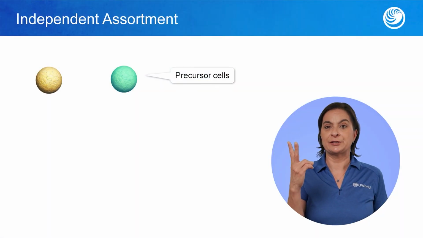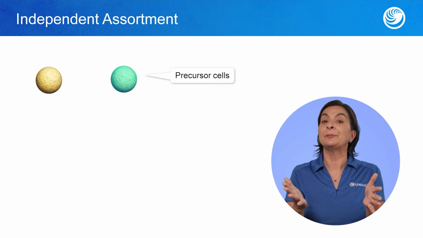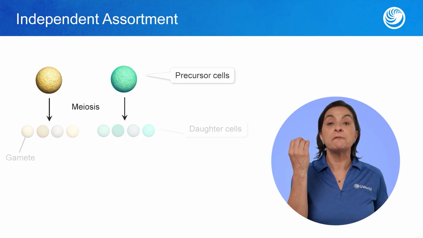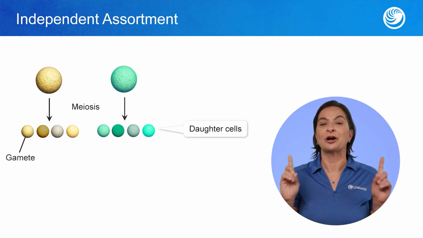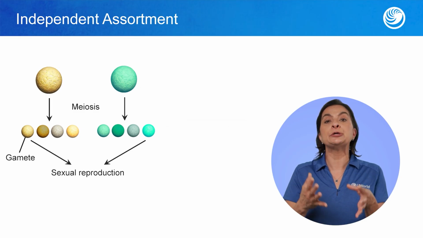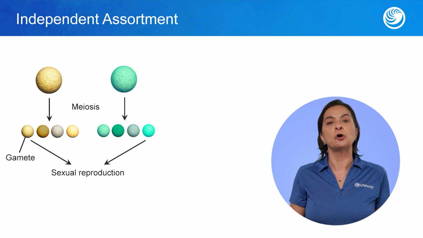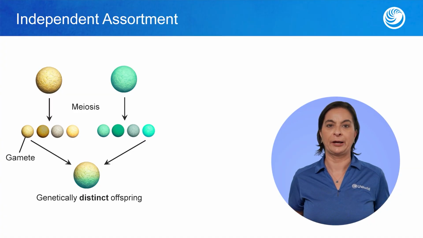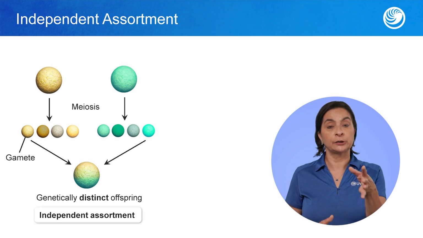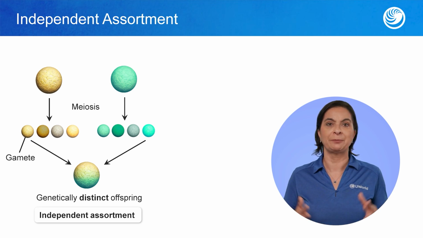This lecture covers independent assortment of chromosomes and its contribution to genetic diversity. Here we have two precursor cells, cells that will eventually become gametes, sperm or egg. They undergo meiosis to form 4 gametes, all of which are genetically different from each other. These daughter cells can be used for sexual reproduction to form genetically distinct offspring. Independent assortment of chromosomes is one mechanism that contributes to genetic diversity during meiosis.